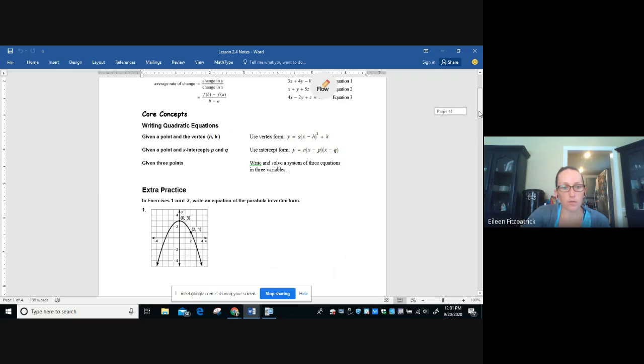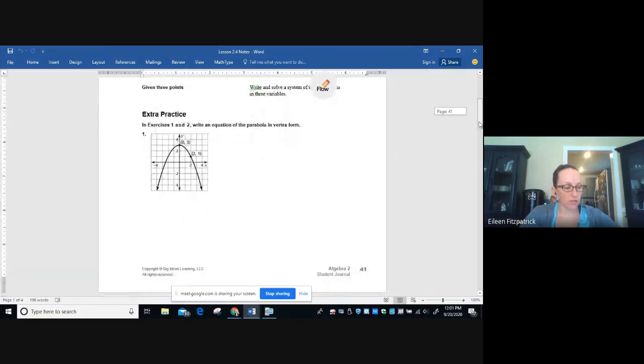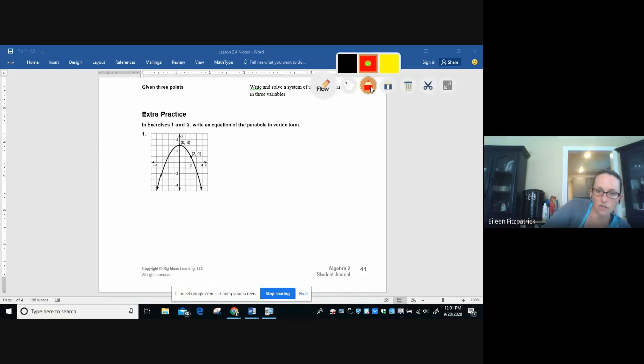The first example we're going to look at together says write an equation of the parabola in vertex form. When you read the directions, it tells you what form you want to be in. So we're going to start by writing that form down. Vertex form is y is equal to a times the quantity x minus h squared plus k.